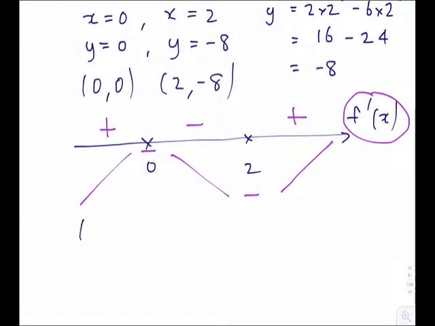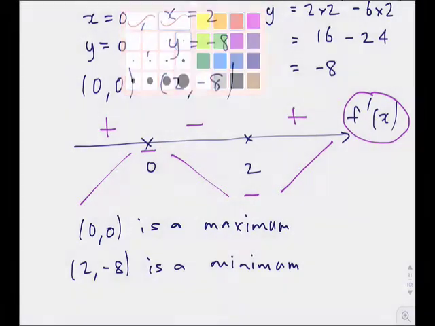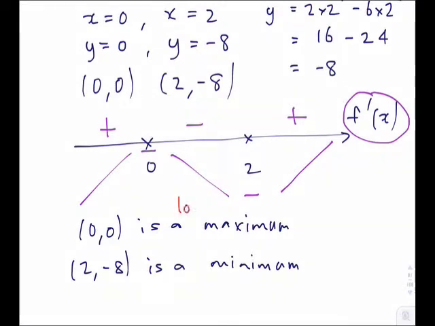I can see that (0, 0) is a maximum value, just looking at the diagram, and (2, -8) is a minimum. Now that's sufficient. The word that I perhaps should be using in here is local. I should really drop those words in there because they're not the absolute maximum and minimum values of this function. They're just the minimum and maximum values in that area of the graph.